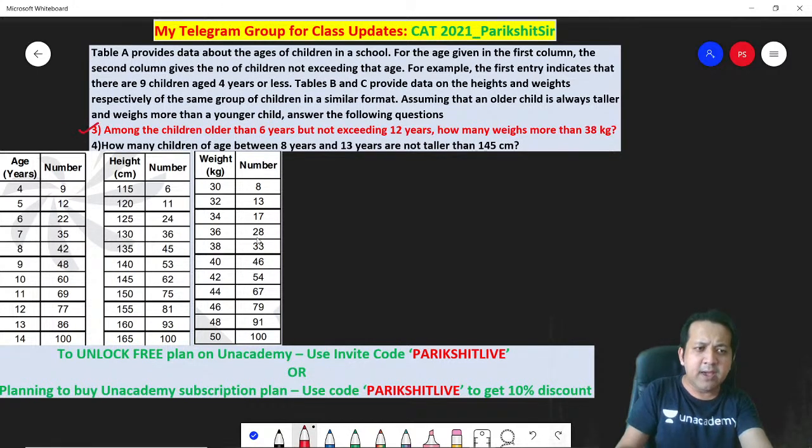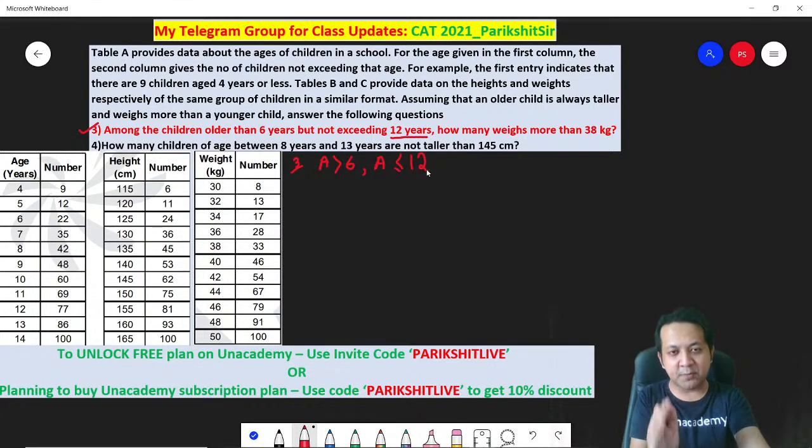Let's continue. Among the children older than 6 years. So what is the condition? Greater than 6 years, older than 6. So age is greater than 6. But not exceeding 12 years. So can I say age is less than or equal to 12? Remember, 6 to 12. So basically greater than 6, less than or equal to 12.